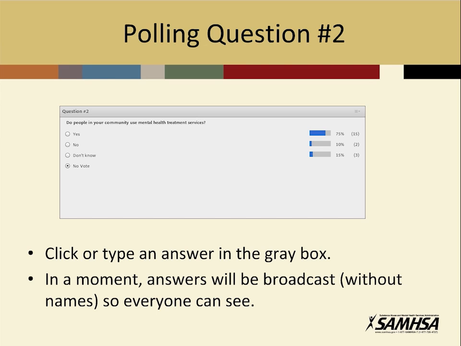Okay, when you look at the results on this one here, it looks like 68% in your communities are using your mental health treatment services. And then we also have about 10% that don't know how to use the treatment services, or maybe they don't know how to access those. And then I think a number of you, about 23%, don't know right now if your community are using these services.